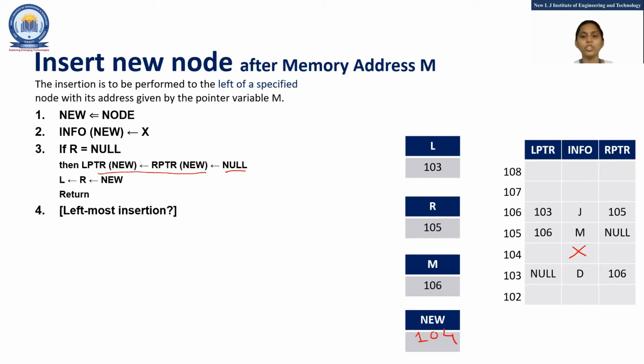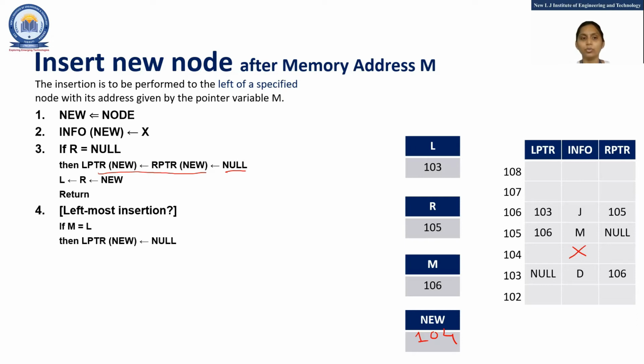Now in step 4, we check whether it is the leftmost insertion or not. You can say it is a leftmost insertion if your L and M are both pointing to the same node. L always points to the first node and M is also pointing to your first node. In that case, whatever insertion you do, it will become my first node. So if it becomes my first node, which thing should I do? First, I update my L pointer. That L pointer needs to be updated with 104.